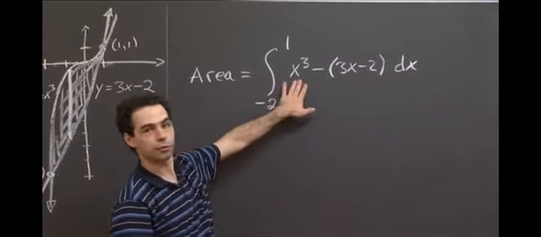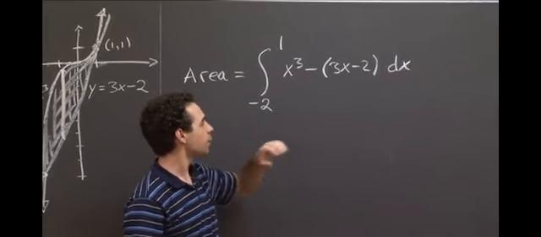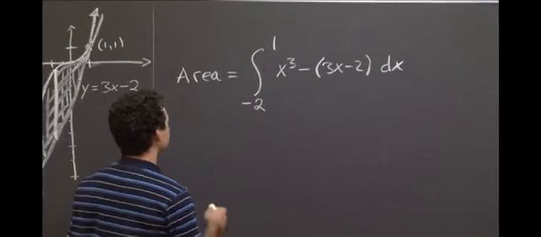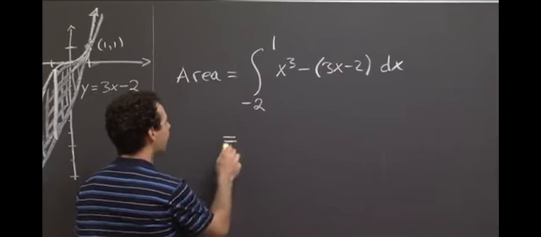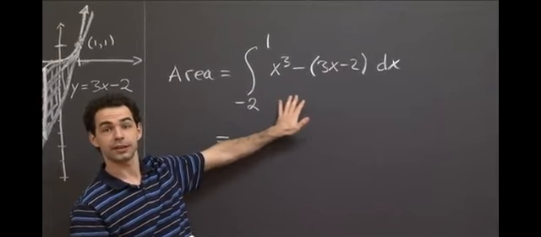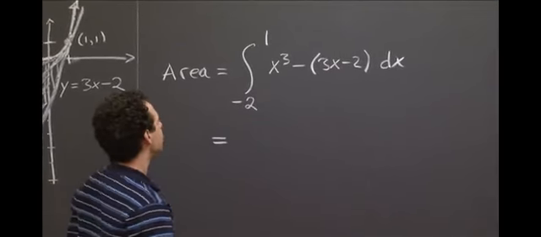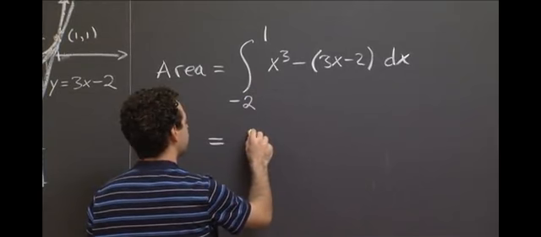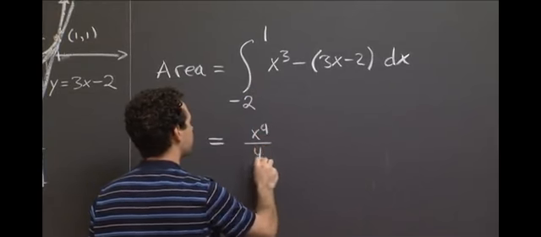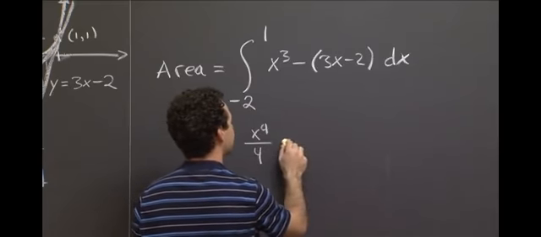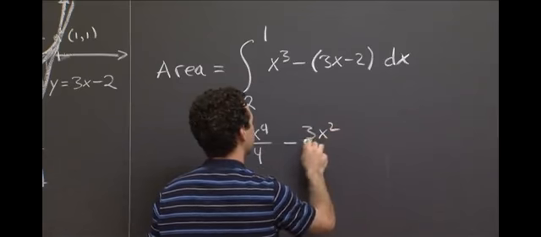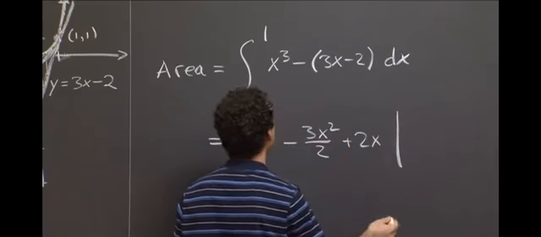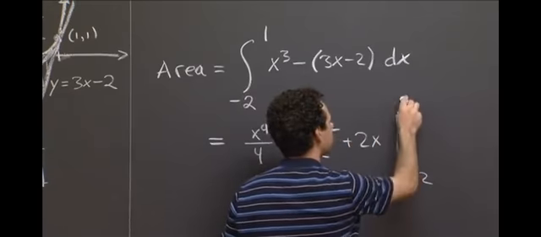Because y equals x cubed is the top curve and y equals 3x minus 2 is the bottom curve, this is the height of those rectangles, which is positive. And now this is pretty straightforward. We're integrating a polynomial. Integrating x cubed gives me x to the 4th over 4. Integrating minus 3x gives me minus 3x squared over 2. And integrating plus 2 gives me plus 2x, between x equals minus 2 and 1.